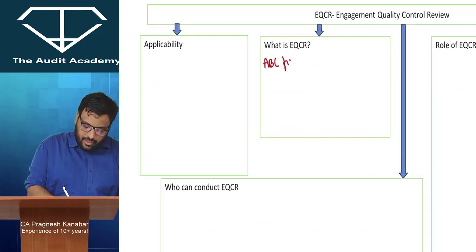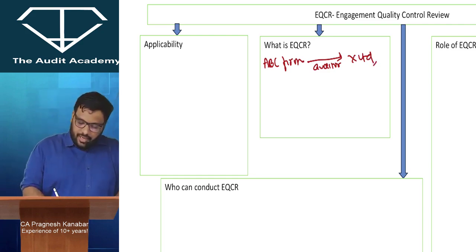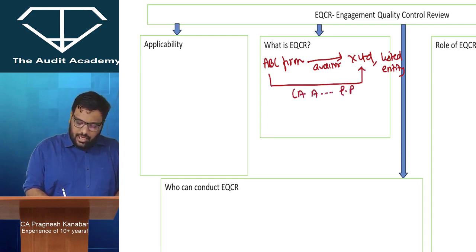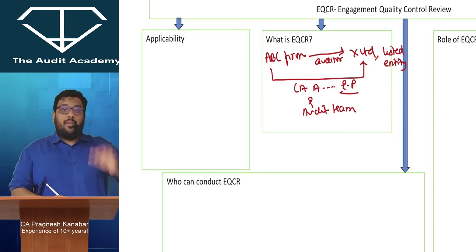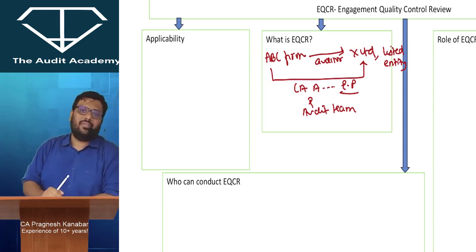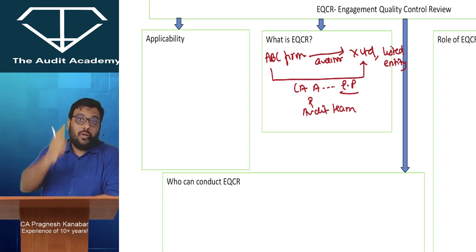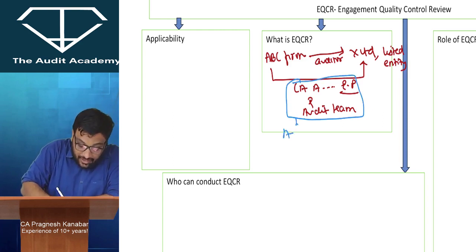Listen to me. If ABC firm is the auditor of X Limited, and if X Limited is a listed entity, CAA is the engagement partner, and CAA also has his audit team. Can I say that as an engagement partner, before signing the report, obviously, CAA would have reviewed the work of his team, yes or no, sir? Yes, sir. That is normal partner review. But what is engagement quality control review? Engagement quality control review is nothing but an additional review.